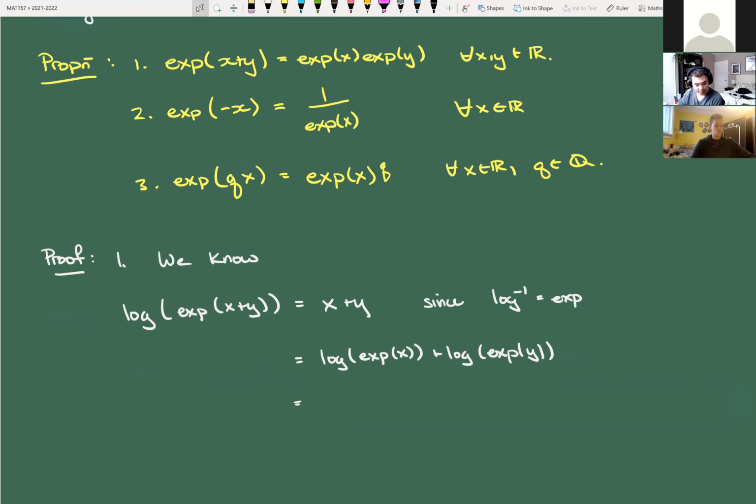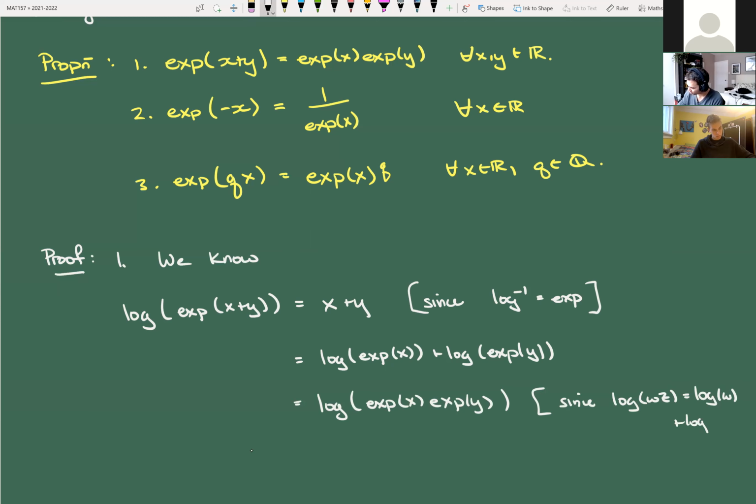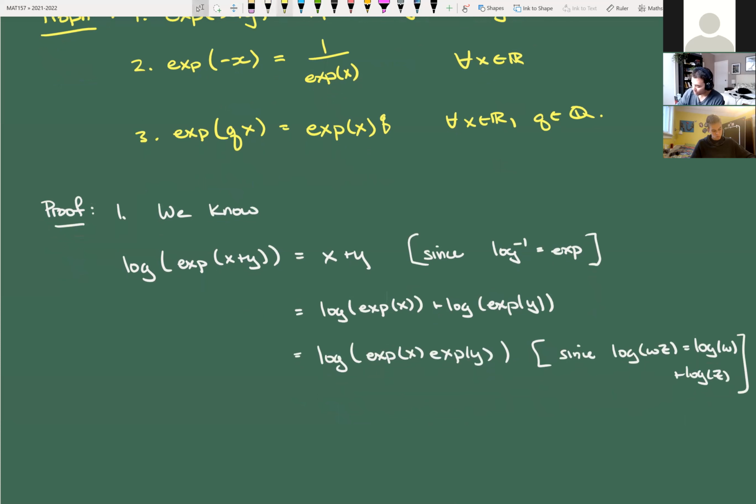And then log has this, right? Here's where we're going to use the special property of log. Since log, let me call this W and Z or something. Log W plus log Z. Okay, and why does this do it? Why is the fact that these two things are equal imply that their insides are equal?